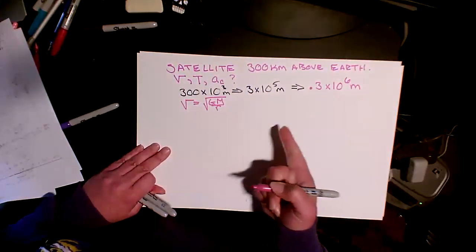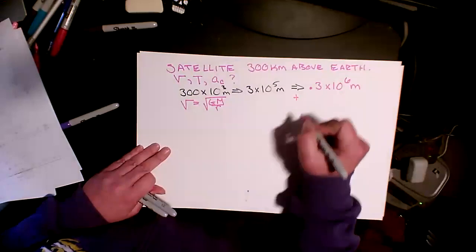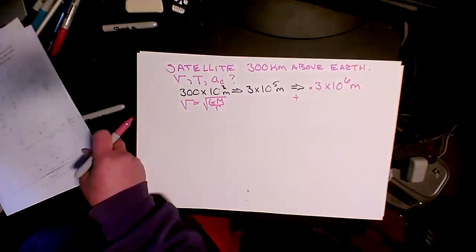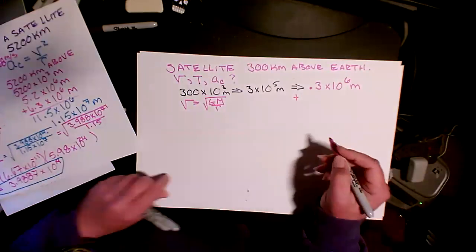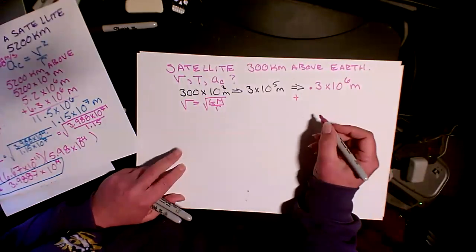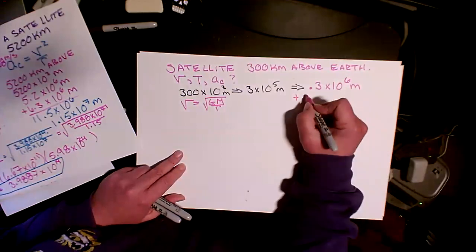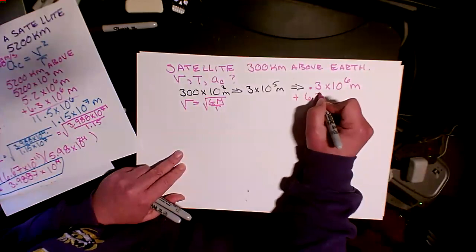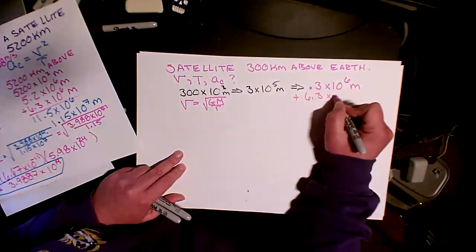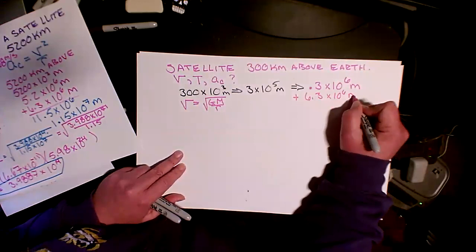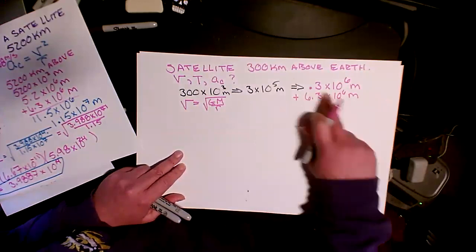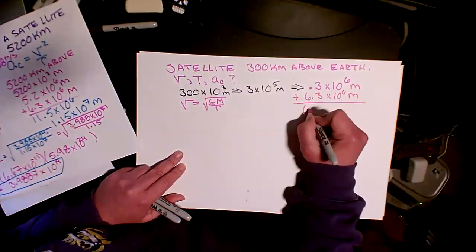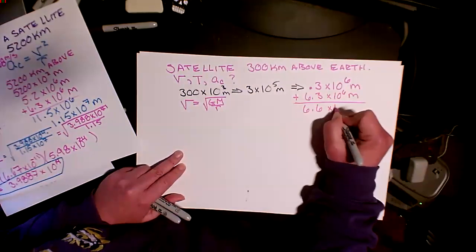So I need R. So I need to add in the radius of the Earth, which I should have memorized by now, but I still don't. So I'm going to look it up. It is 5.2 times 10 to the sixth. That is not right. That was the last one. 6.3 times 10 to the sixth meters. And so now I see this is easy. I can just add these straight away. So my R value here is just going to be 6.6 times 10 to the sixth meters.